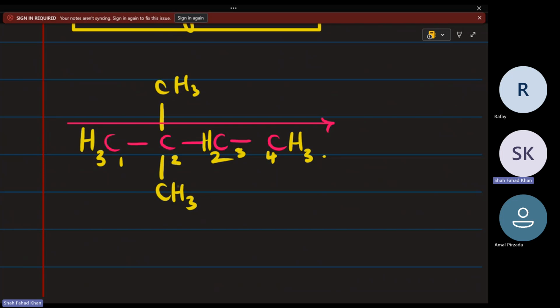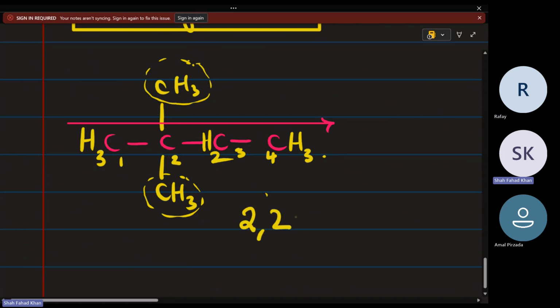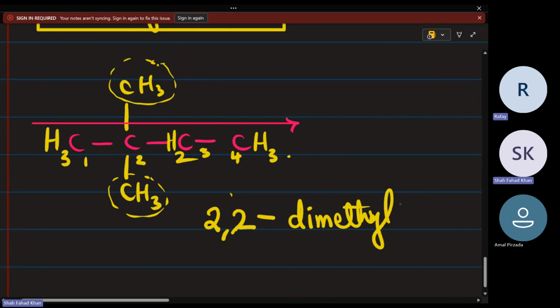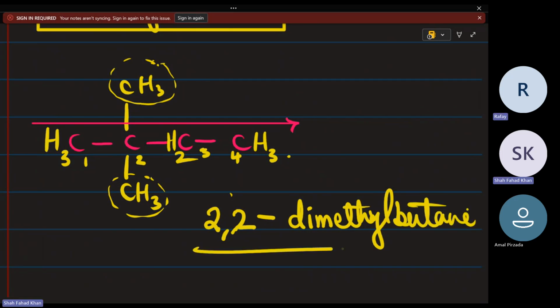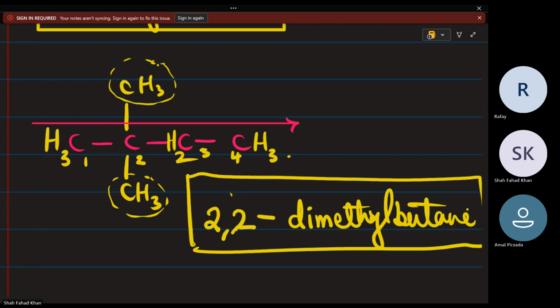So what do you think the name would become? We have 2 methyl groups. Can you try naming it? Because it's on the second carbon, the name is going to become 2, 2. Because both of them are on the second carbon and we have exactly identical groups, we have to write down the 2 repeated twice. 2 comma 2 dash. Then we are going to write it as dimethyl, because we have two methyl groups. And then because we have a total of 4 carbons, we're going to call it butane. 2,2-dimethyl butane. Understood? Yes, understood.